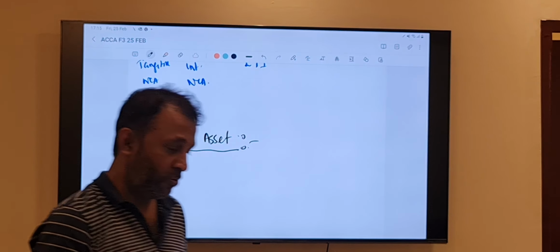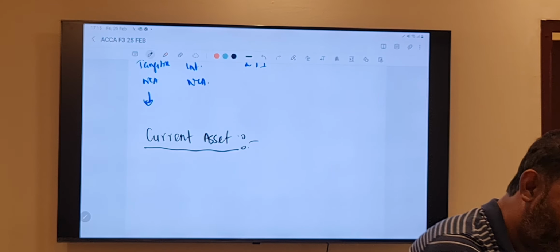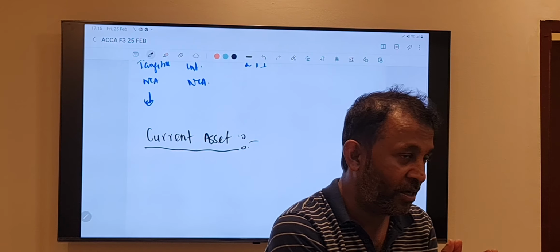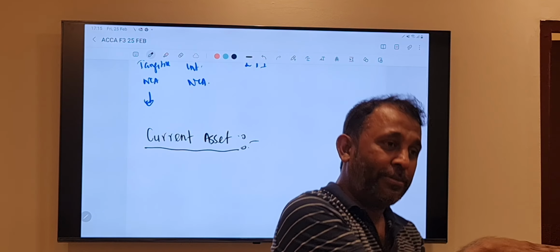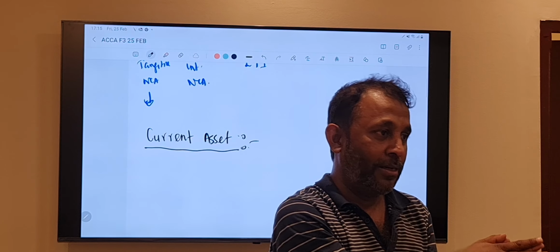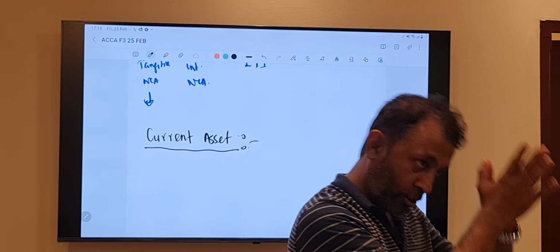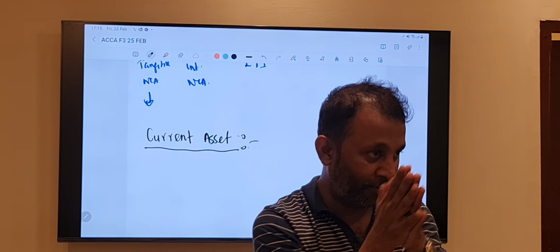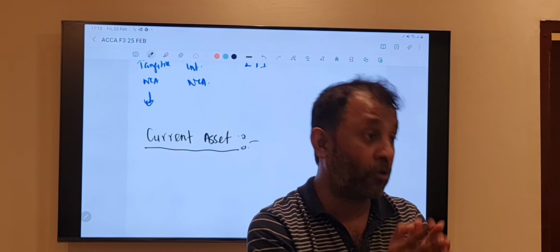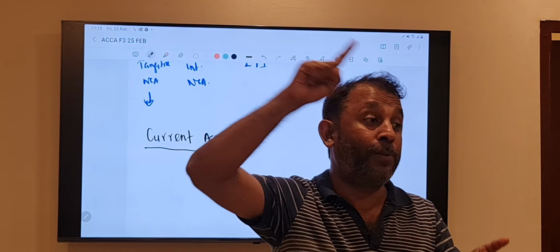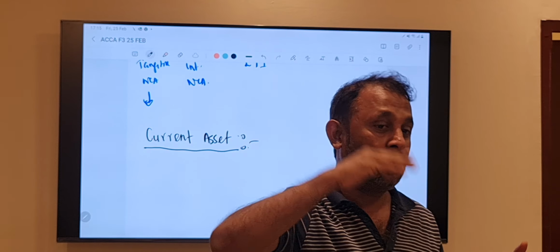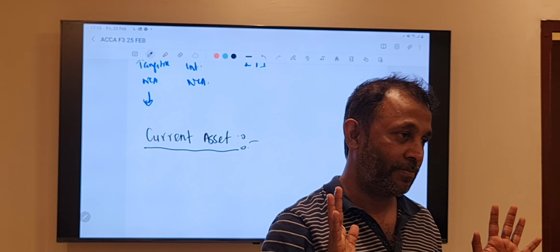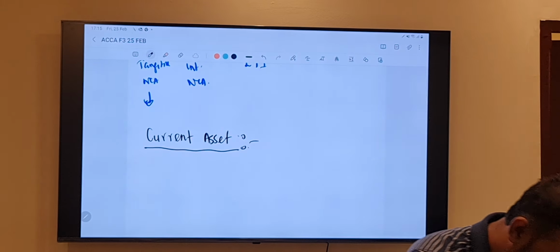Define current asset now. If you clearly understood what is non-current asset, then the opposite of that is current asset. Any resources available in the business which will bring economic benefits for a period not more than 12 months, or not exceeding 12 months. Can you write that down, please?